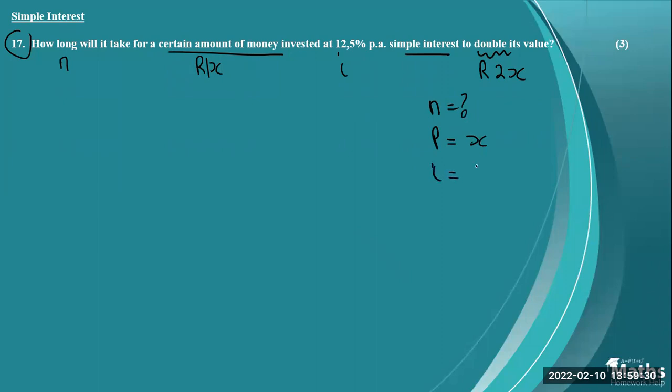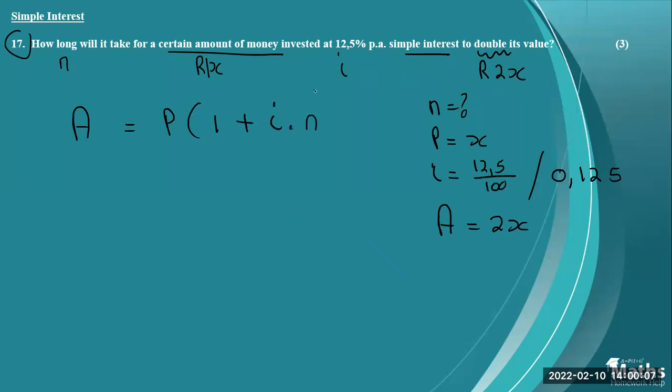We're going to invest it at 12.5 over 100. Remember, percentage is always over 100. You can either keep it in like that, or you can type it in as 0.125 because you shift the comma 2 places to the left. It's going to double its value. So it means the final amount is going to double up. So that will be 2x. Let's see, here's your simple interest. How long will it take for a certain amount? So we're making the p x, and this x amount is going to double up. Then it's going to be 12.5%, which I'm going to write as 0.125. And how long? I don't know. So that's n.